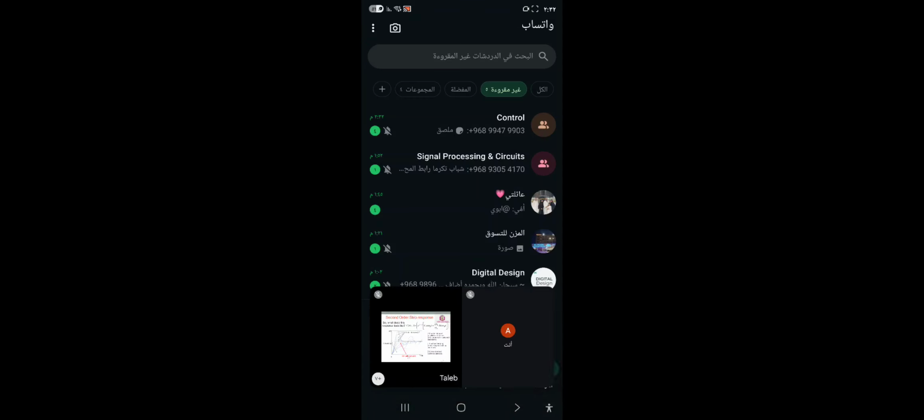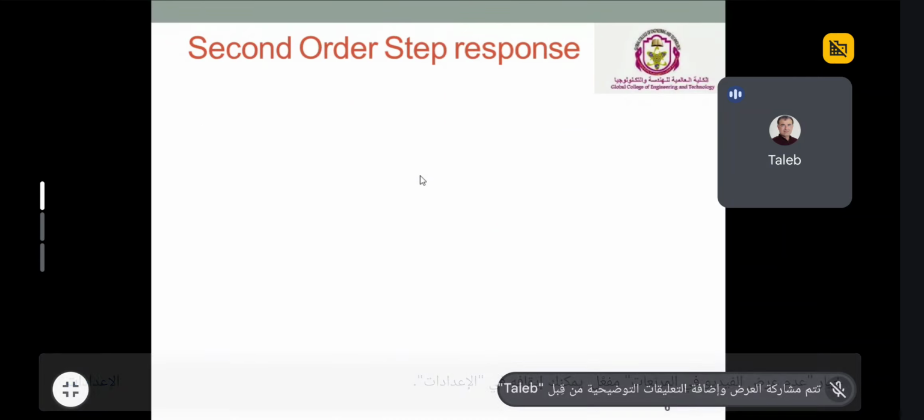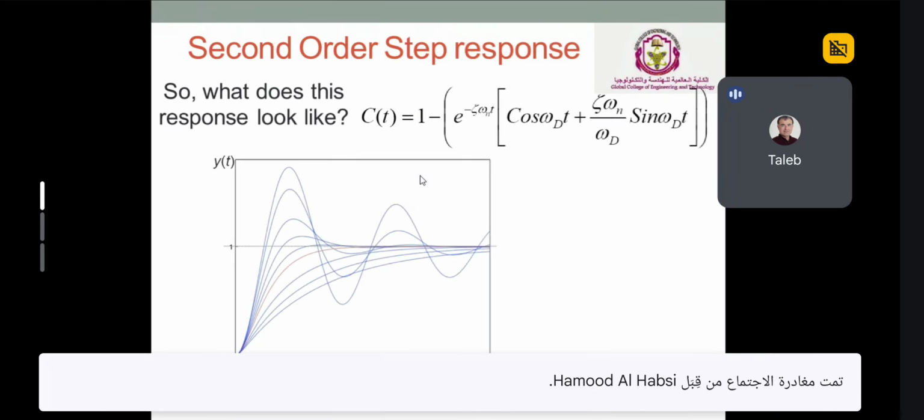But if zeta is greater than 1, so who says zeta is greater than 1 or less than? The system itself, the transfer function of the system. So you know this is the transfer function. So this zeta, this number here, you look at this number. If this number is greater than 1, then your output looks like this.